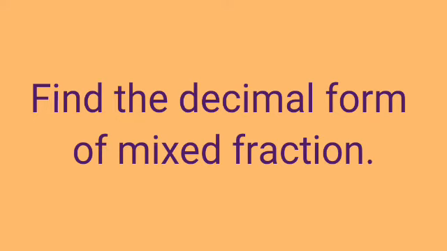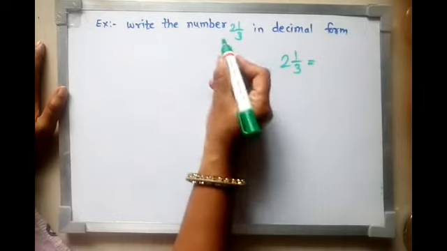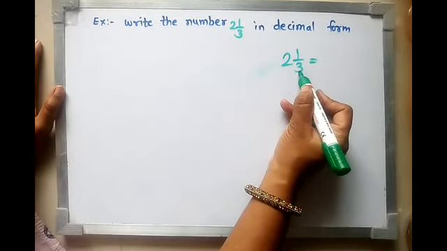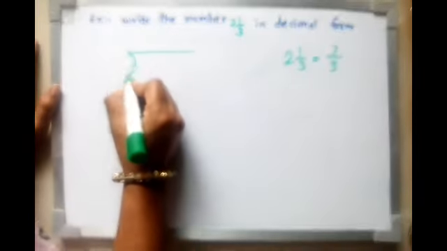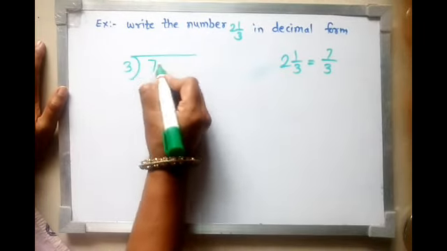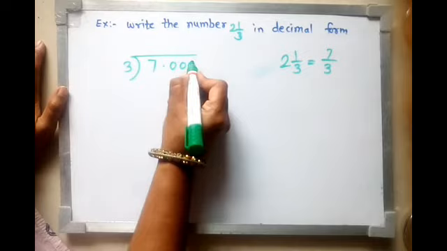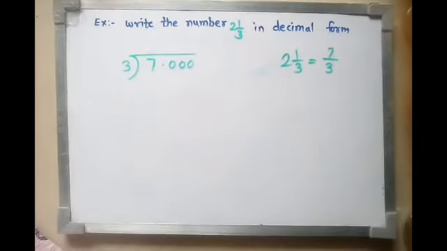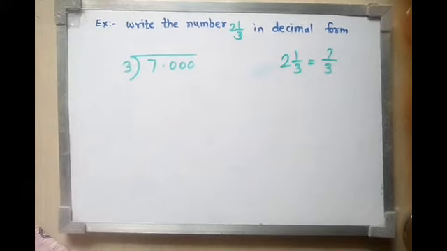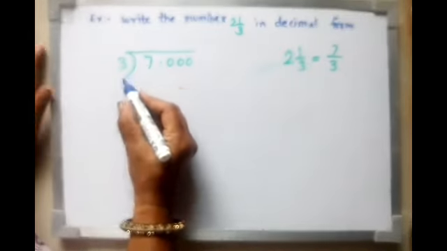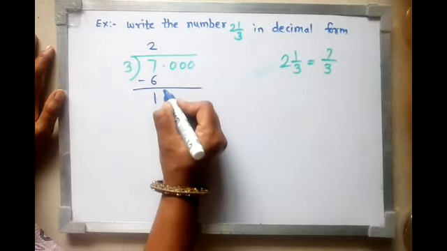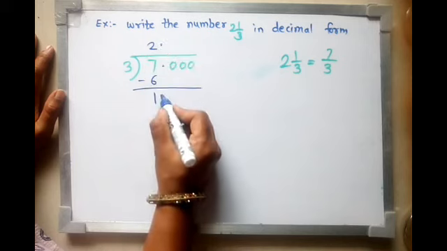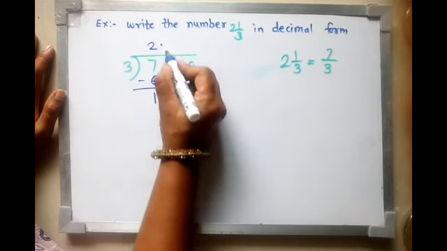Next example is find the decimal form of a mixed fraction. Find the decimal form of 2 and 1 upon 3. This mixed fraction is converted into the fraction 7 upon 3. When we convert, we multiply by the integer and add the numerator. 7 divided by 3, 7.000. 3 2s are 6. Remainder 1. Put the decimal point and write down the quotient.